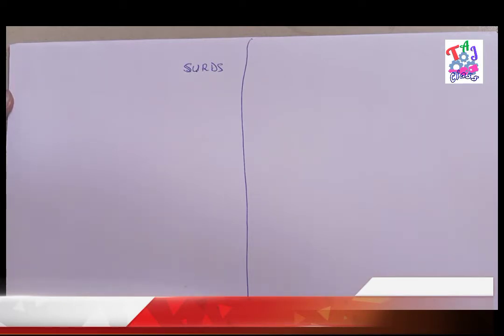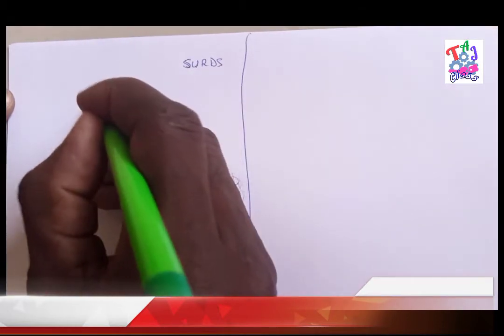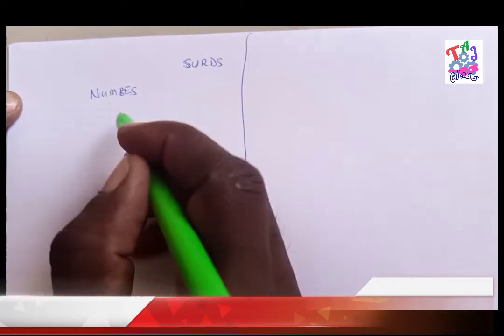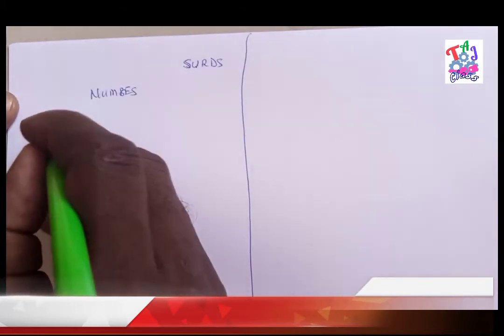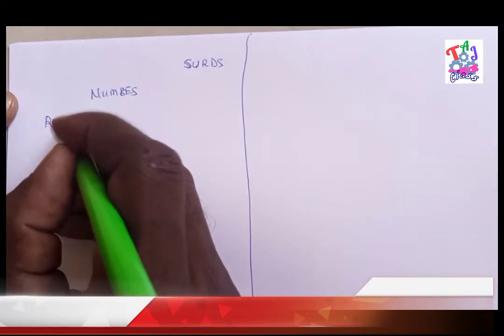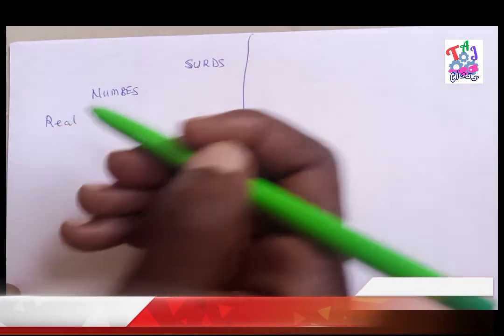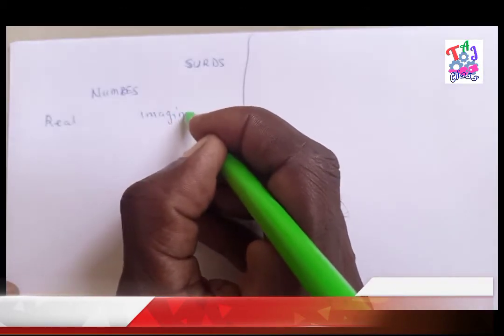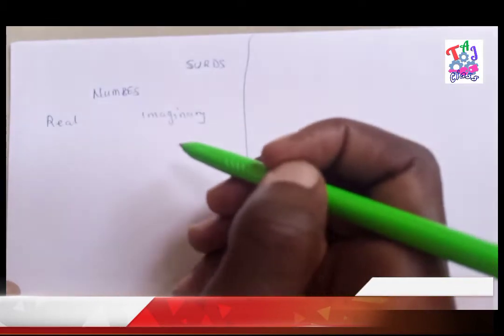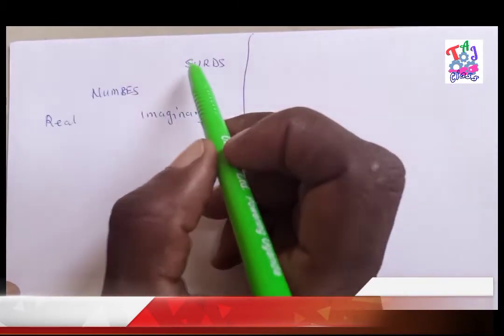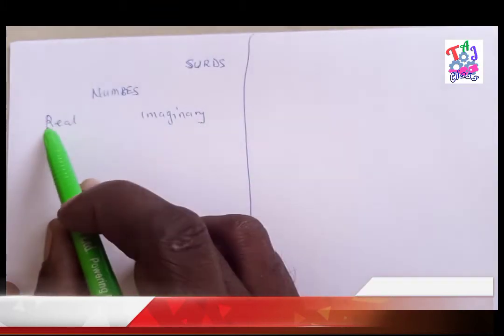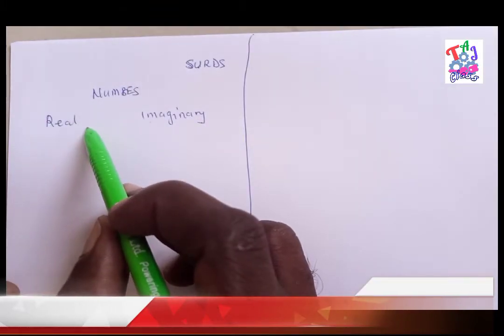Now, from numbers, we have what we call real numbers and imaginary numbers. Now, a surd is not an imaginary number. A surd is a real number.